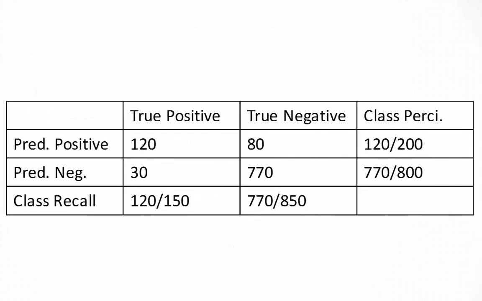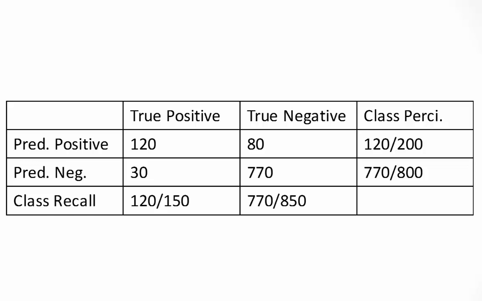Now let's take a look at this table. It's essentially the same table as the previous slide. I just added the class precision and class recall measures. Let's look at the class precision. For positive cases, it tells you what percentage of positive predictions were correct. You know that 120 out of 200, or 60%, were correct. For negative cases, again, it tells you what percent of negative predictions were correct.